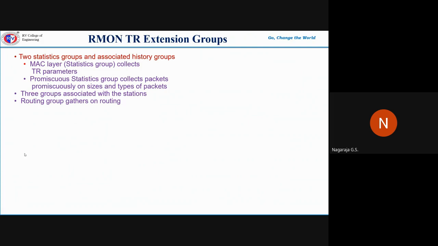Then we have the RMON TR extension groups, that's the token ring extension groups, which talks about the MAC layer statistics group. It collects TR parameters. TR is token ring here. Then the promiscuous statistics group collects packets on sizes and types of the packets as well. And three groups are associated with the station most of the time. We have many more extension groups in case of token ring.